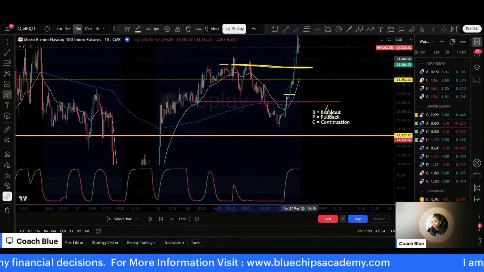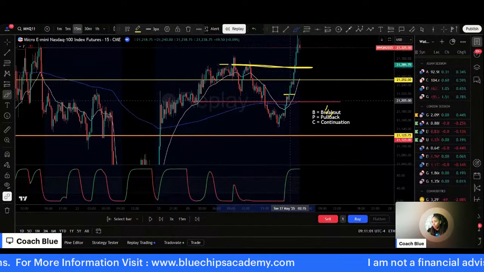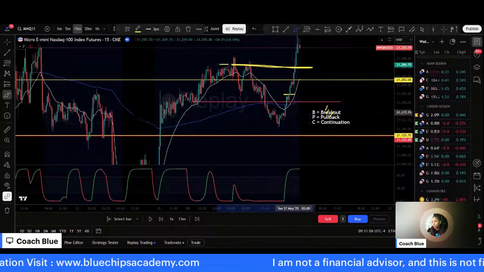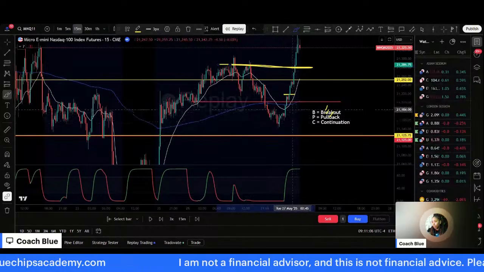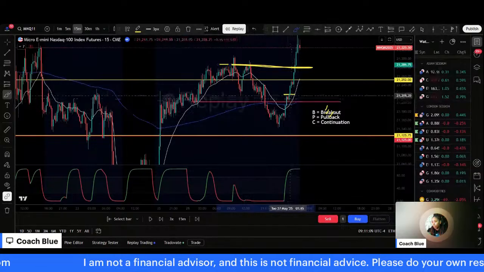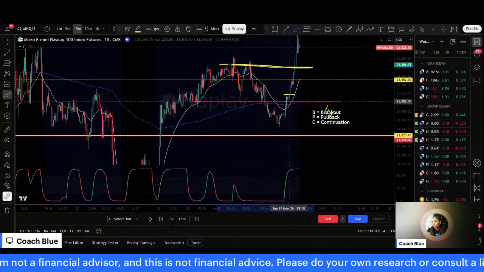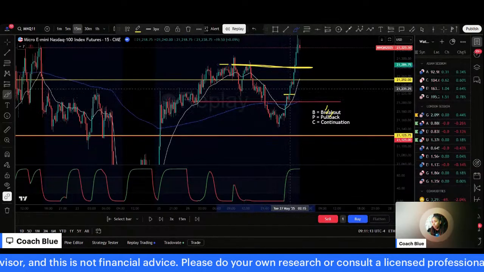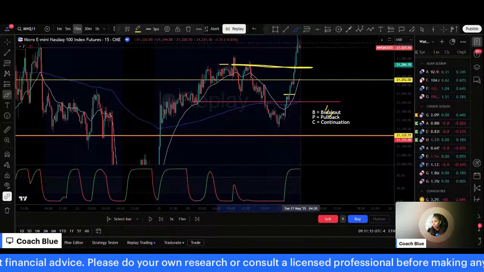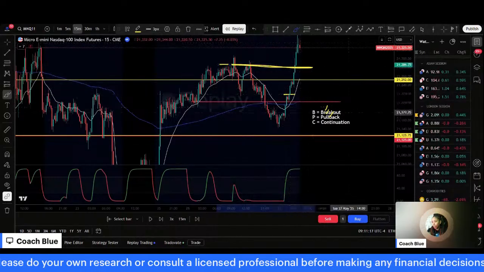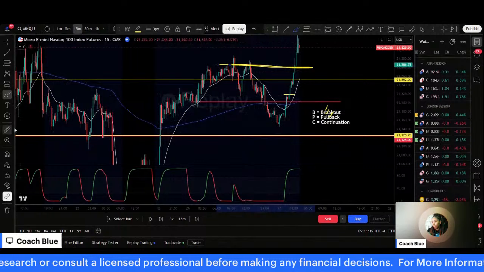Continuation to the upside. If that pullback came all the way back down here, then we know that the buyers aren't in control anymore. But because that pullback was small and that continuation was strong, you would have hit your take profit. So that's a BPC.